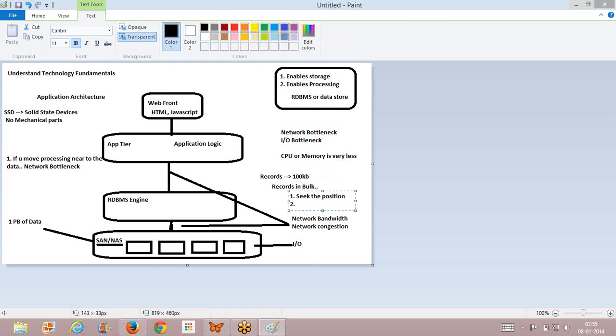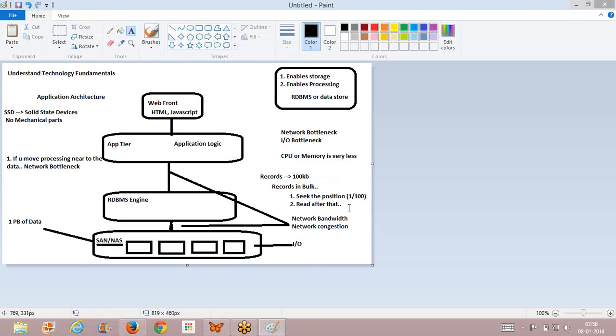Once the position is known, it will say read 100 bytes, read 200 bytes, or read 100k bytes, and so on. So the read happens after that. Now for every record, if you do seek, read, seek, read, seek, read, it's going to take a long time. Usually seek is, let's say, 100 times lesser than the read time. Seek is faster, not that fast, but it's an activity which needs to be done.